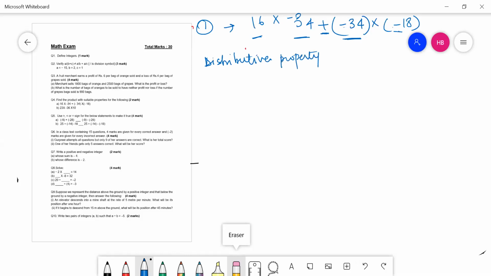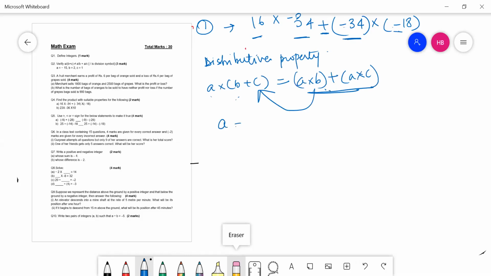So what is distributive property? It tells me A into B plus C is equal to A into B plus A into C, right? So the question is already given to me in this format. I can change the question and write it in this format because both are the same, and with both I'm going to get the same answer. So here my A would be minus 34, because that's the number which is repeating. Then my B will be 16 and my C will be minus 18.